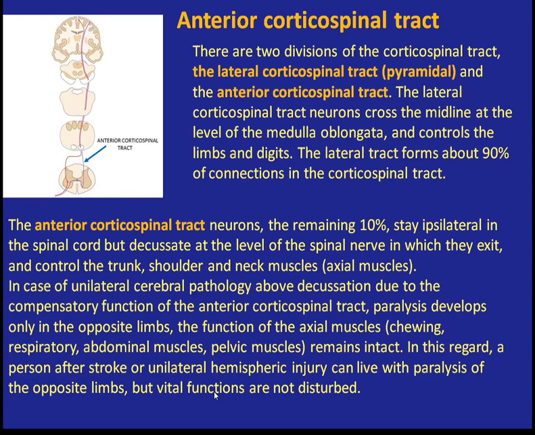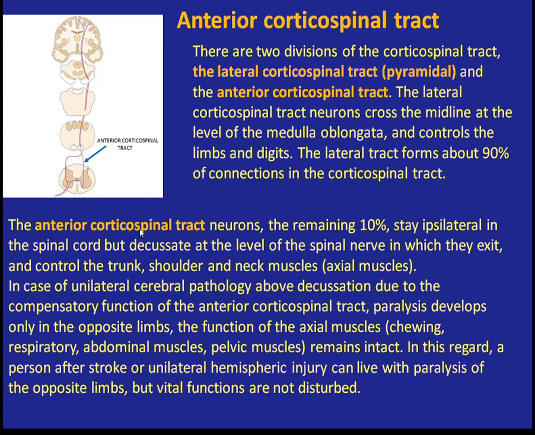We also, besides the pyramidal tract or tractus corticospinalis lateralis, have the anterior corticospinal tract. There are two divisions of the corticospinal tract, like on the picture. The lateral corticospinal tract or pyramidal tract we've described, and the anterior corticospinal tract. The lateral corticospinal tract neurons cross the midline at the level of medulla oblongata and control the limbs and digits. The lateral tract forms about 90% of connections in the corticospinal tract.